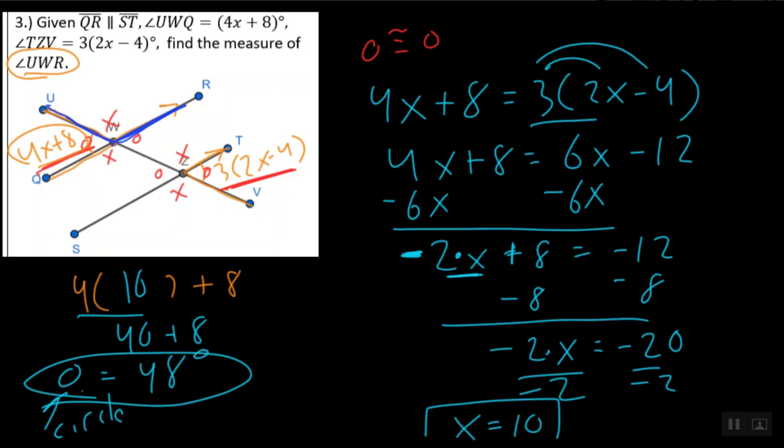And so in order for me to find the missing angle, what I'm going to have to do is 180 minus 48 degrees. And notice 180 minus 48 is simply 132. 132 degrees. So this missing angle right here is 132 degrees.